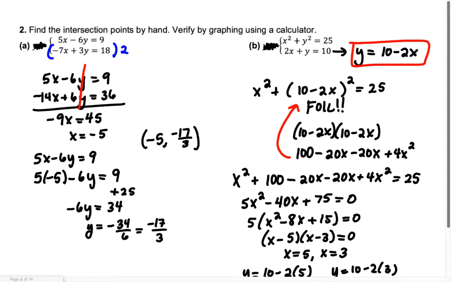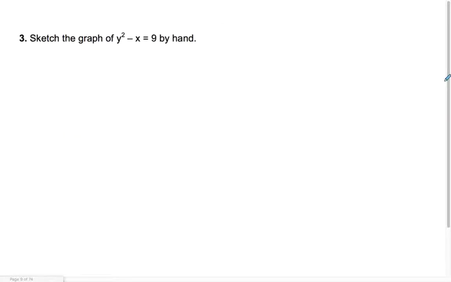All right, so number 3. So we're going to talk about sketching something weird by hand. So when you see y squared minus x equals 9, I think most of you guys probably know what shape this is. Okay, it's a parabola, right? But it's not our up and down parabola. Yeah, it's a sideways parabola. So these can be a little tricky. So let's think about it.